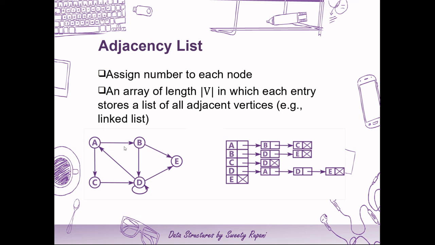So if A is connected to B, every time we see this connection, we create a node for B and mark it over here. We store the address of B over here. When B is stored over here, it shows that B is now connected to A. This is a directed graph, so the connection is from A to B.